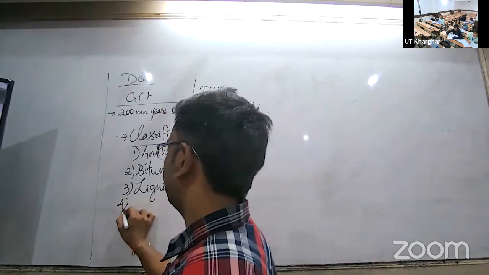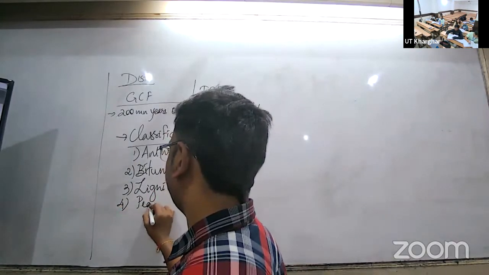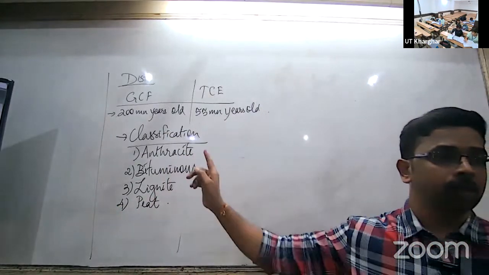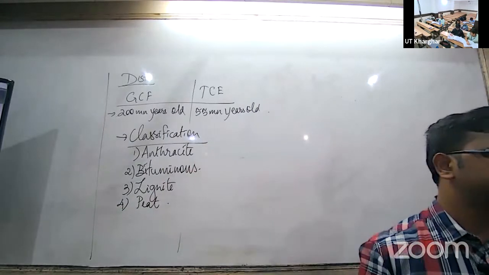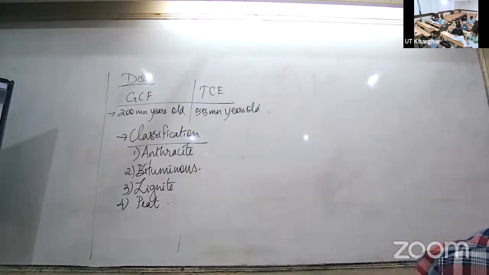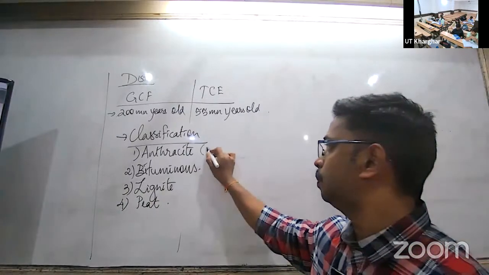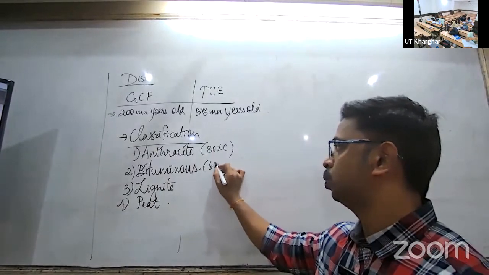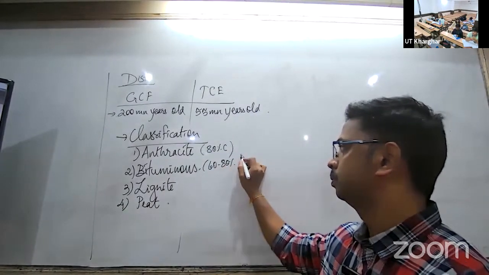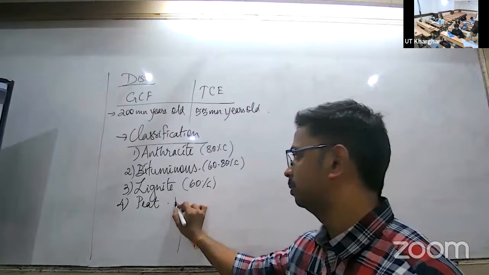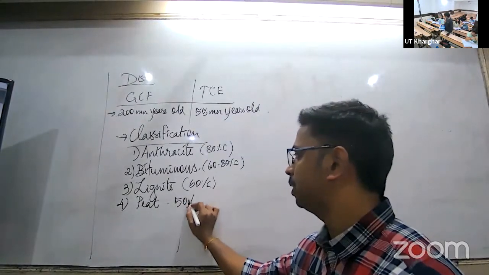Now, looking at the volume, let any one person tell me the carbon content of all four. Anthracite, she is saying 80% of carbon. Very good. Next one, 60 to 80%. Next one, 60%, correct. And this is 50 to 60%. Correct. Less than 50, we say 50%.